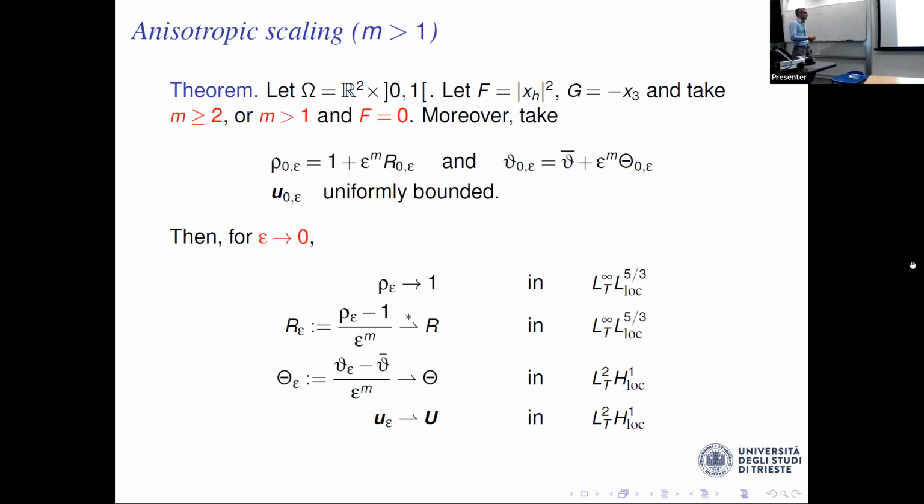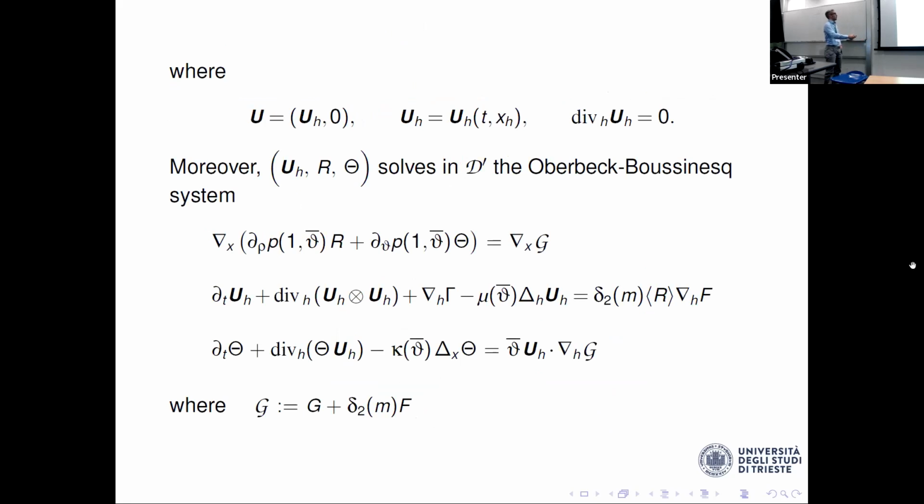Then we are able to prove that when epsilon goes to 0, the density at the limit is constant. We are able to measure the deviation of the density with respect to the constant profile, same as for the temperature. And also we can describe the velocity field at the limit. That satisfies the Taylor-Proudman theorem here: it is 0 on the vertical component, depends only on the horizontal variable, and it is a divergence-free vector field. Then we have the conservation of the volumes for the limit system.